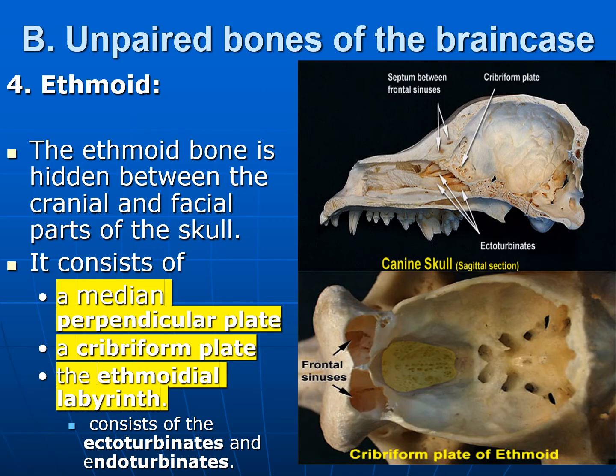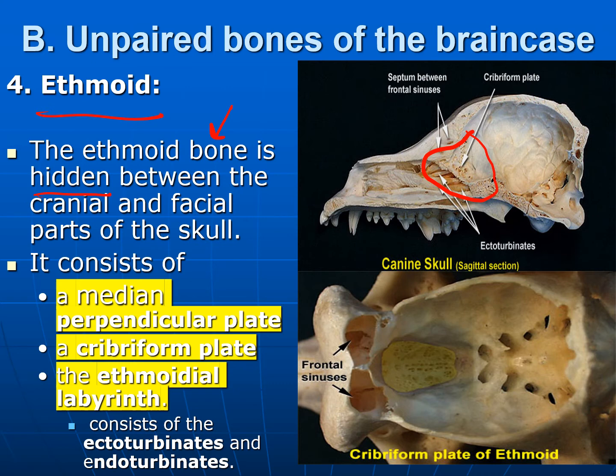The fourth bone we have is part of the unpaired bones, which is the ethmoid bone. This is very important because this bone is hidden. We cannot see it from outside. We have to cut open the skull to be able to see it. This bone here is the ethmoid bone, and it consists of three parts.